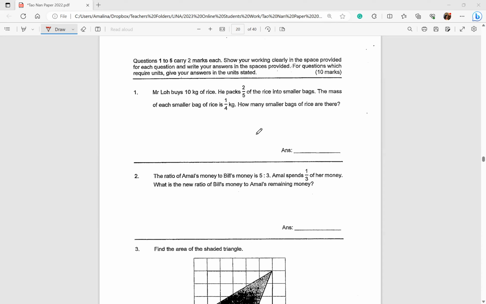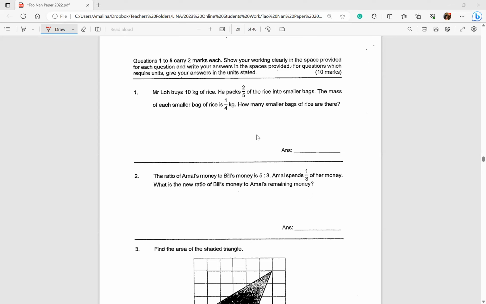Now for question number 2, the ratio of Amal's money to Bill's money is 5:3. Amal spends 1/3 of her money. What is the new ratio of Bill's money to Amal's remaining money?